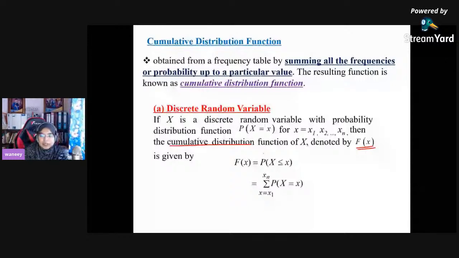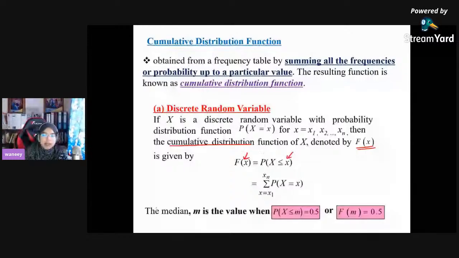Okay, so one, the median. What is a median? The median is the value m where the probability for X less than or equal to m is equal to 0.5. Since the probability for X less than or equal to m is simply equal to F(m), therefore F(m) is also equal to 0.5.